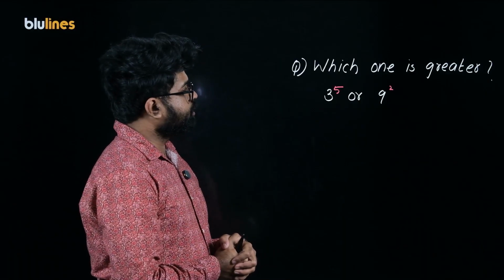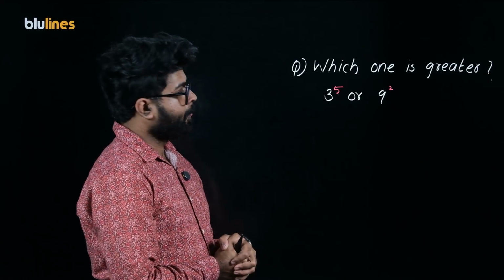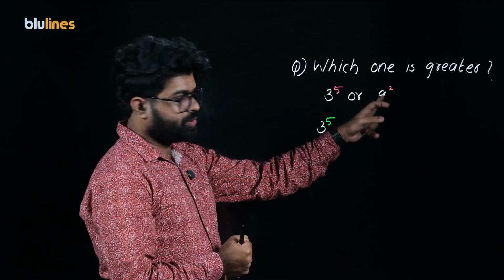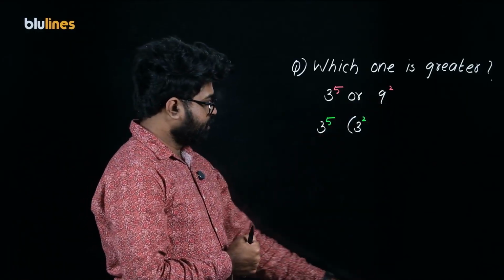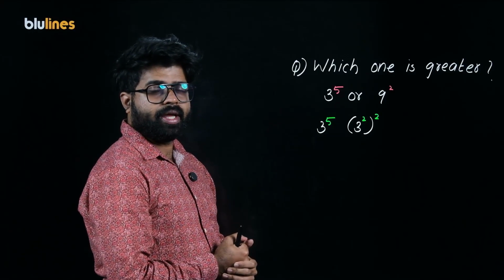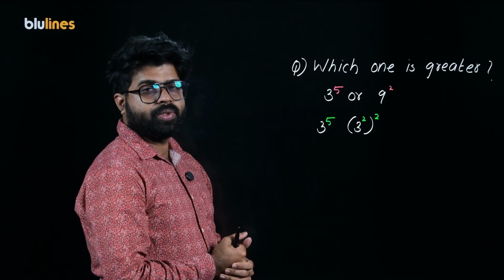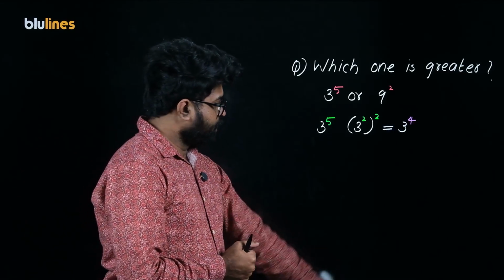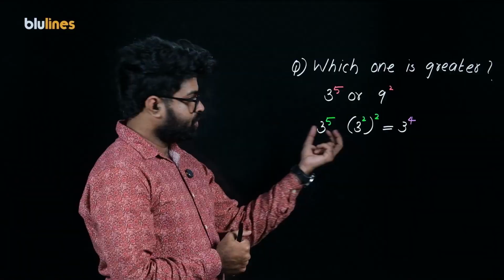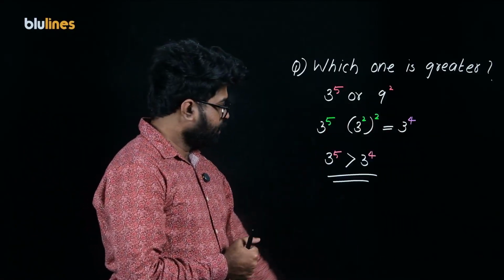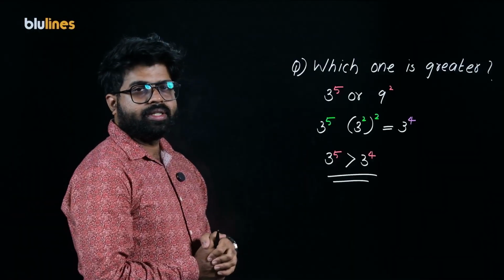Which one is greater, 3 to the power 5 or 9 square? We know that 9 is nothing but 3 square. So 3 square the whole square. What is 3 square the whole square? It is a to the power m the whole raised to n, which is a raised to mn. So that is equal to 2 into 2. So 3 to the power 4. So here you have 3 to the power 4. So which one is bigger, 3 raised to 5 or 3 raised to 4? 3 raised to 5 is bigger. So we have 3 raised to 5 greater than 3 raised to 4.